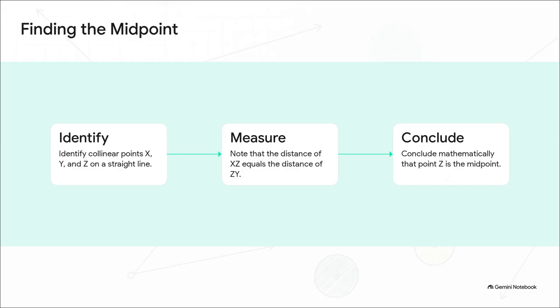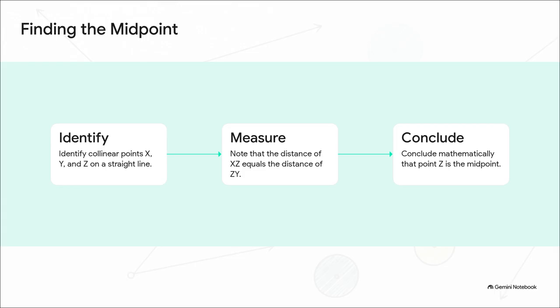Picture a straight line. Step 1. We spot 3 points sitting right there on that exact same line, X, Y, and Z. Because they share the line, we call them collinear. Step 2. We measure things out and notice, hey, the distance from X to Z is exactly the same as the distance from Z to Y.